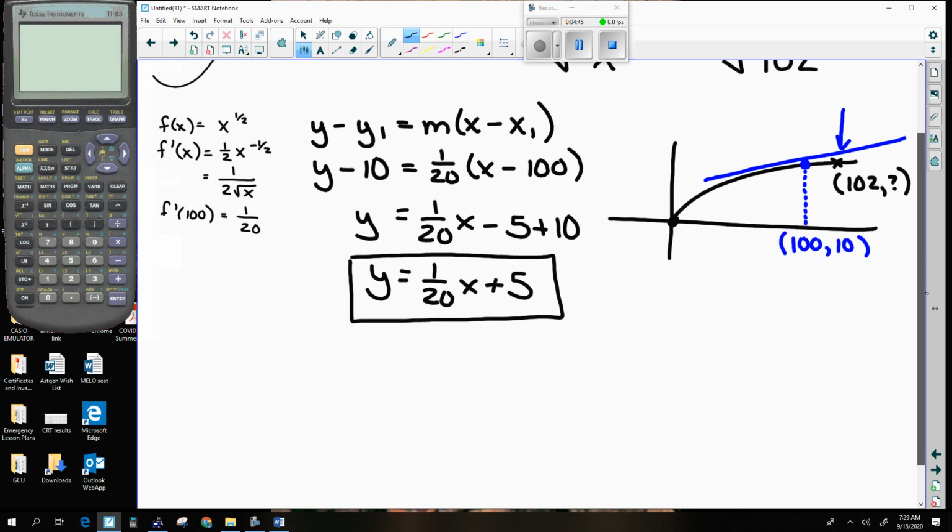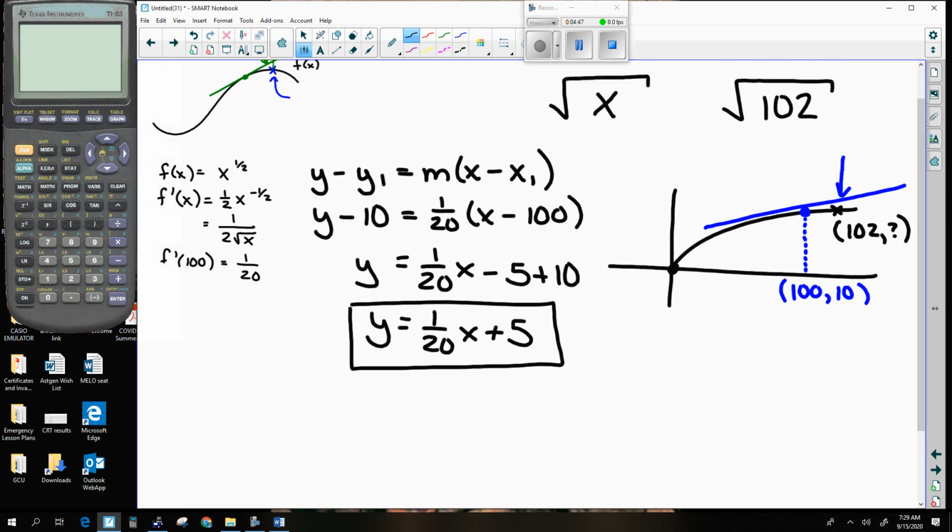Now, again, the ultimate goal is, what the heck is the square root of 102? So I am going to use this as my approximation. This would be 102 divided by 20 plus 5. My linear approximation says that this should be equal to 10.1. Right? 10.1 is my linear approximation. Usually I give it as a fraction.